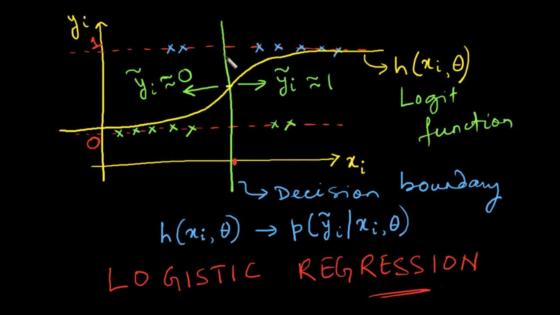So here what we do is that we find a linear decision boundary represented by this straight line, and we fit a logit function denoted by this h, which gives us the probability of a certain output class given certain input features. These theta values are the model parameters which have to be learned using a process of gradient descent.